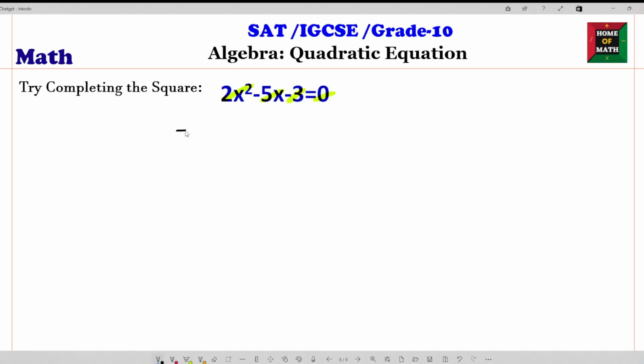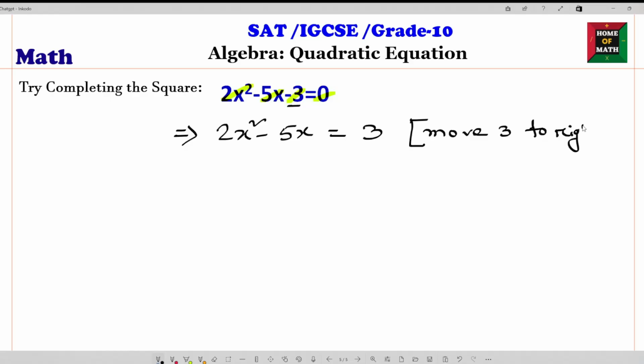So first, this minus 3 is the constant, we will move it to the right side. So 2x square minus 5x equals 3. Move 3 to the right side.